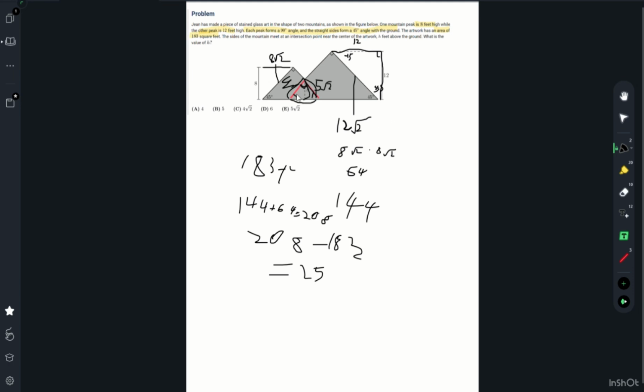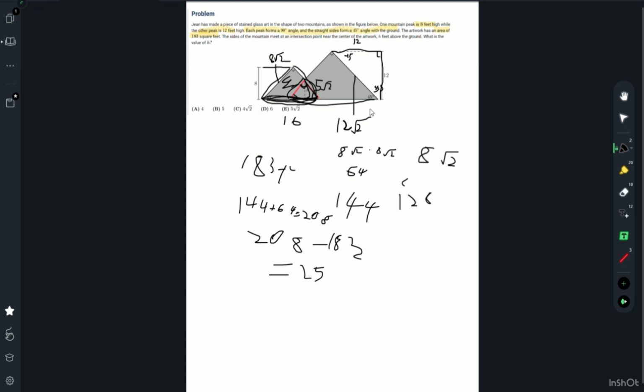Since we know this is 8 square root 2, and so is this, we can use the Pythagorean theorem and find out this part of the base. Same thing can be applied to this side. So first, 8 square root 2 squared plus 8 square root 2 squared, which is 128. So then this side is 16.